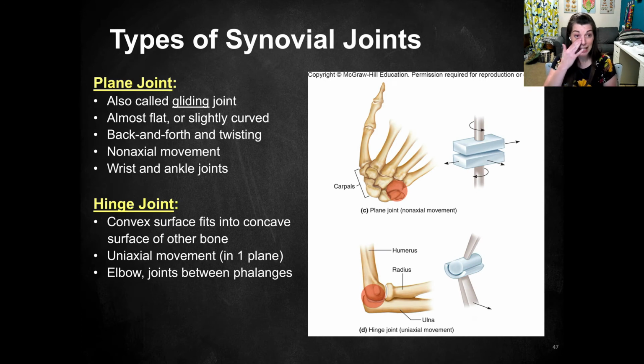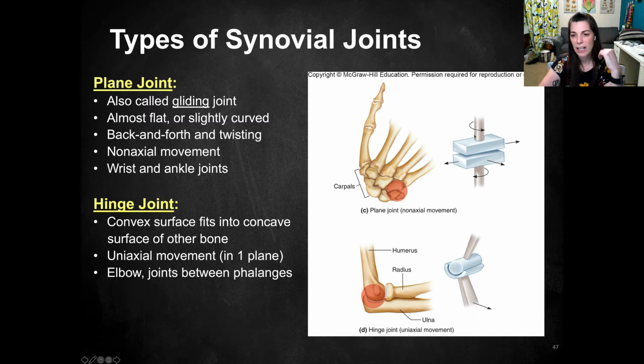Plane joint. A plane joint is also called a gliding joint, and you'll actually see it referred to most of the time as a gliding joint. I'm probably going to call it a gliding joint. They're almost flat, but can be slightly curved, and they allow a back and forth and twisting movement. Like these bones in your hand are gliding joints. They allow non-axial movement, so they just kind of move around, you guys. That's just a gliding joint.